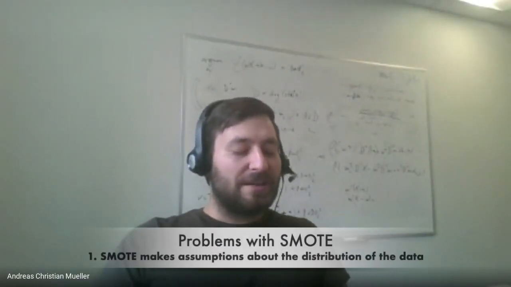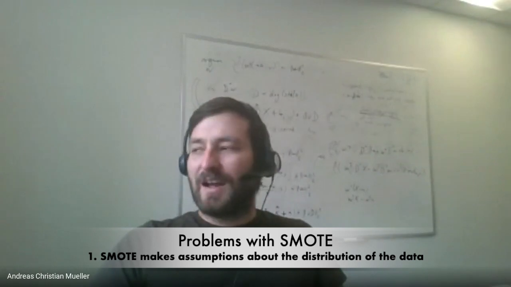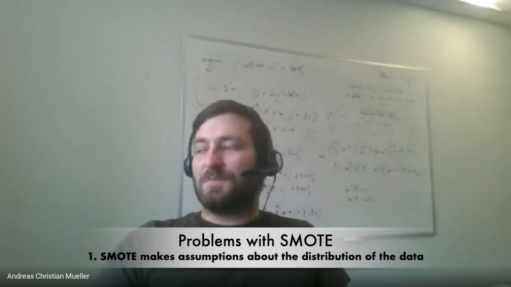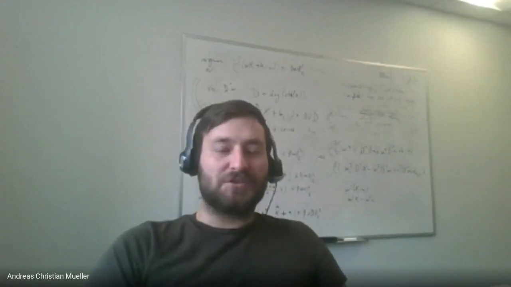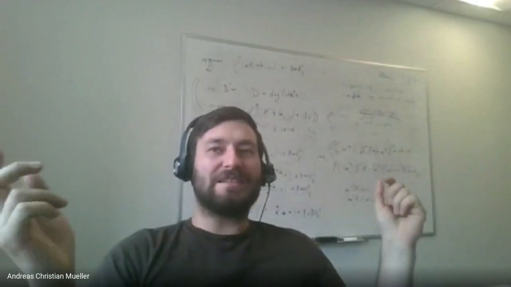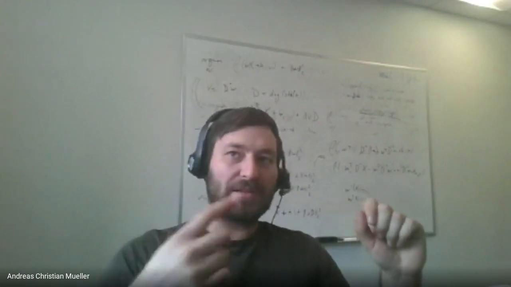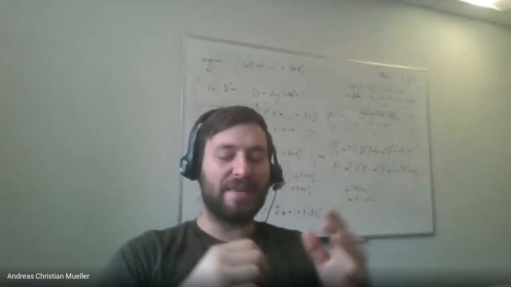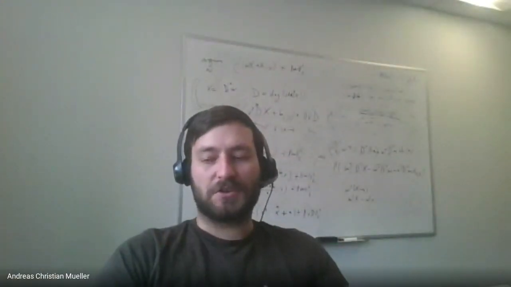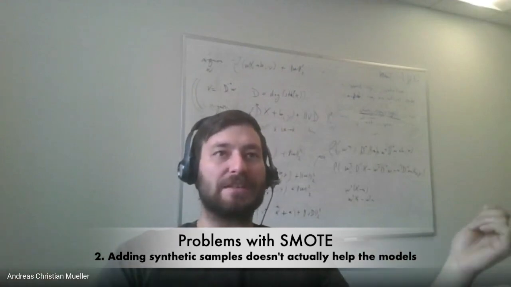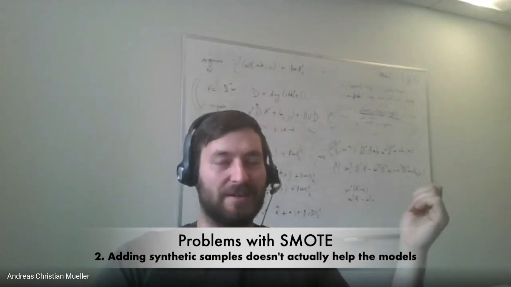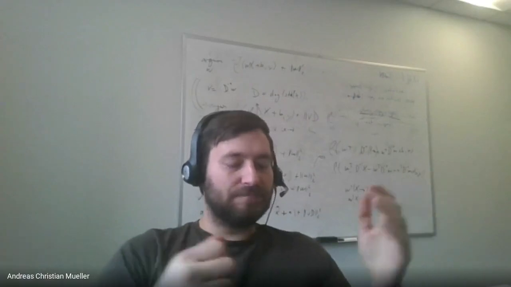But I guess SMOTE makes some assumption about the distribution of the data, and so it could be two things. Either the assumption is wrong: it adds lines between neighboring samples, and if the sample is too far away and there are samples from the other class in between, for example, then it might break things. Or it could be that just adding these synthetic samples doesn't actually help for the classes of models that we're interested in. And yeah, I don't know.